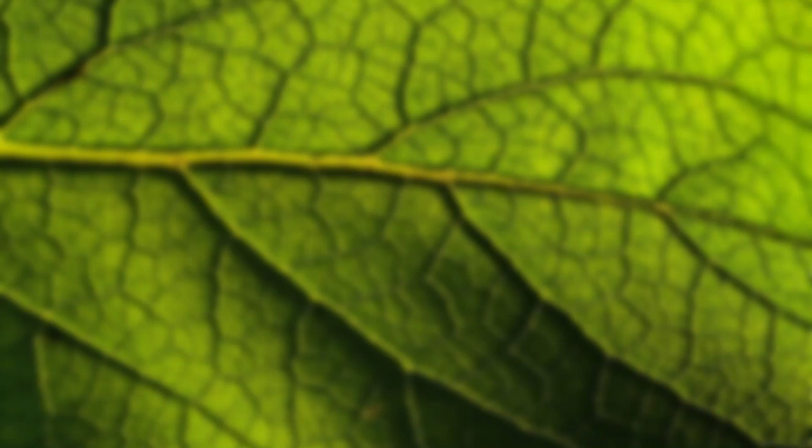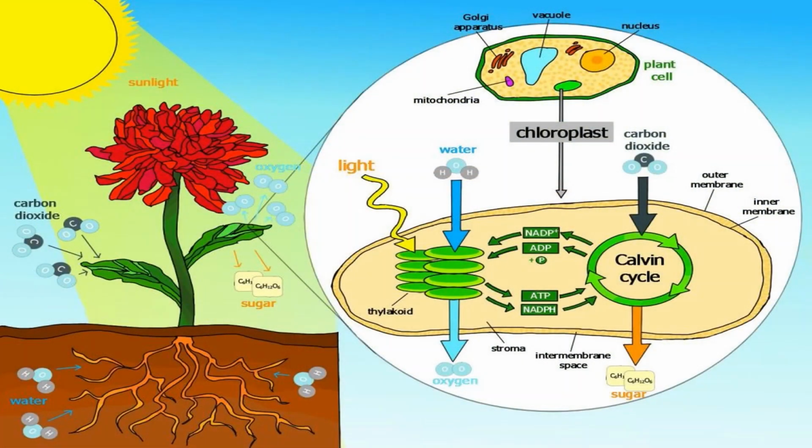Before we proceed to our lesson today, let's have a short recap on our previous lesson about the light-dependent reaction, because what we are going to discuss today is a continuation of our previous lesson. Within plant cells, chloroplasts are specialized organelles that serve as the sites of photosynthesis. The reactions that make up the process of photosynthesis can be divided into light-dependent reactions, which take place in the thylakoid, and light-independent reactions, which take place in the stroma.